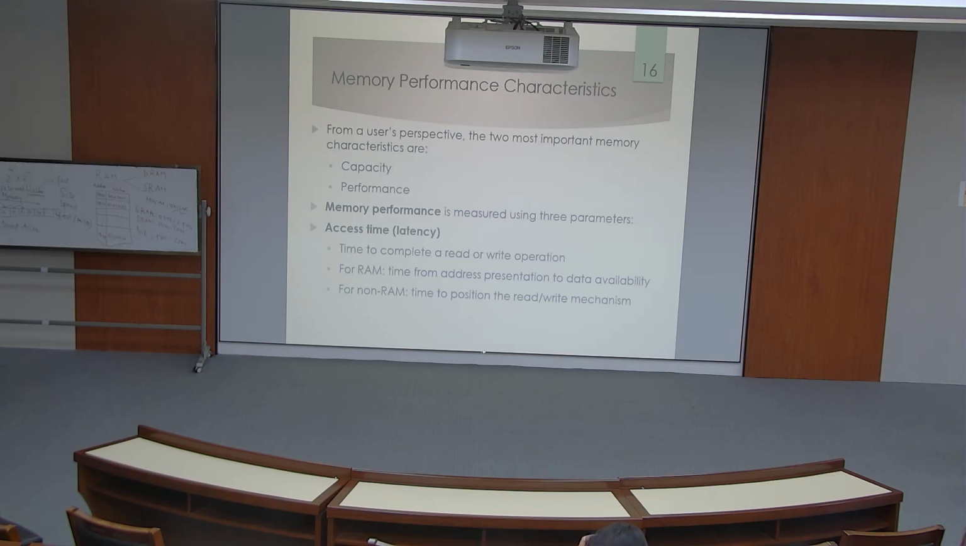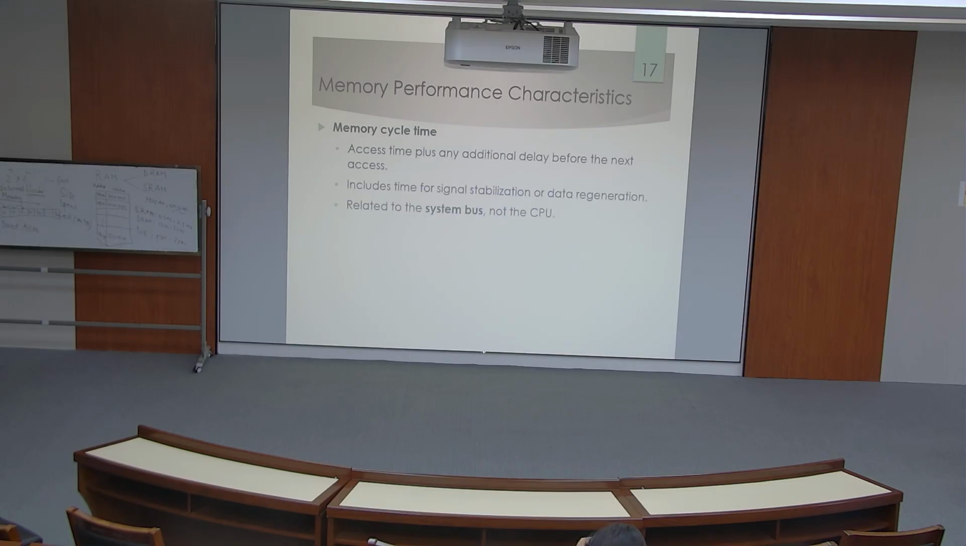For non-random access memory, such as disk, we need the time to position the read or write mechanism. Now, the next one we need to talk about is memory cycle time. We have memory access time.